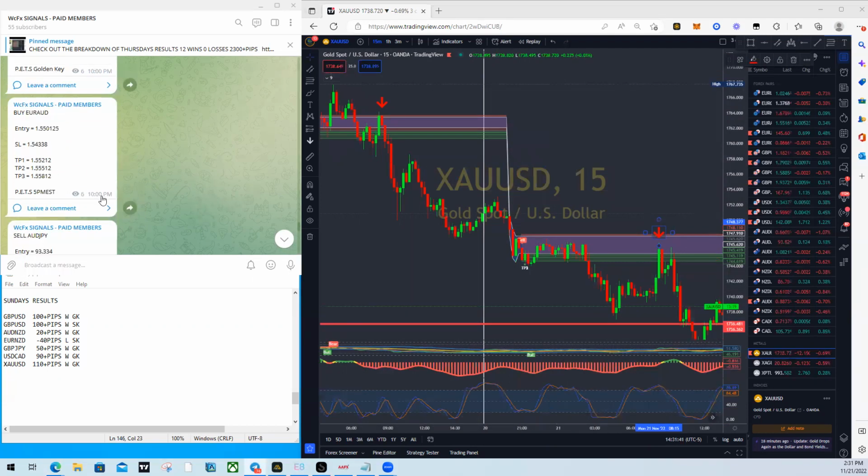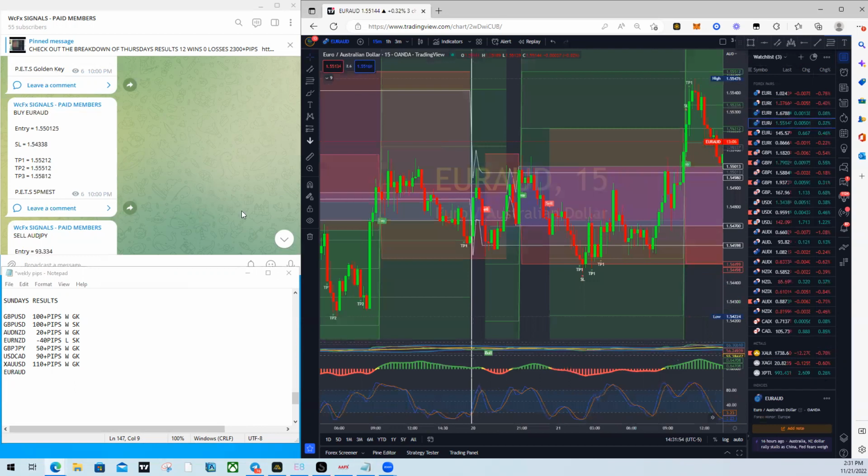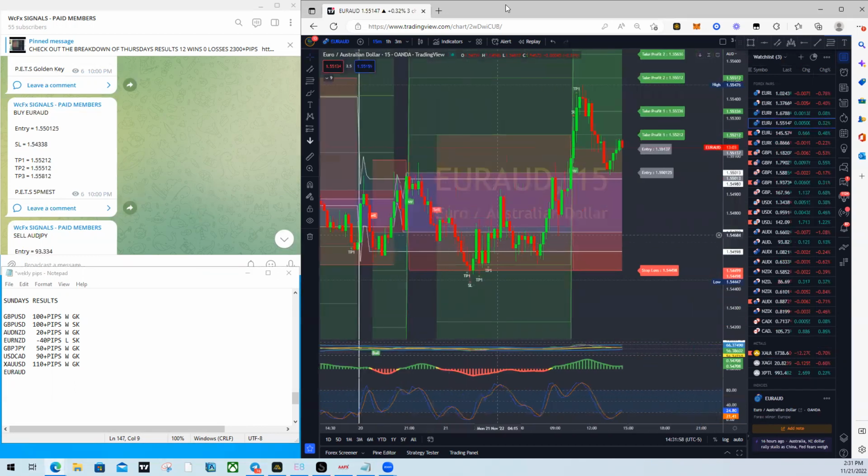Euro AUD. Notice we're still in 10 o'clock. This is like 4 or 5 trades at 10 p.m. We got 5 signals. Euro AUD. See what we get on Euro AUD. This is from the 5 p.m. Ooh, this is nasty. Okay. This one is a little nasty.